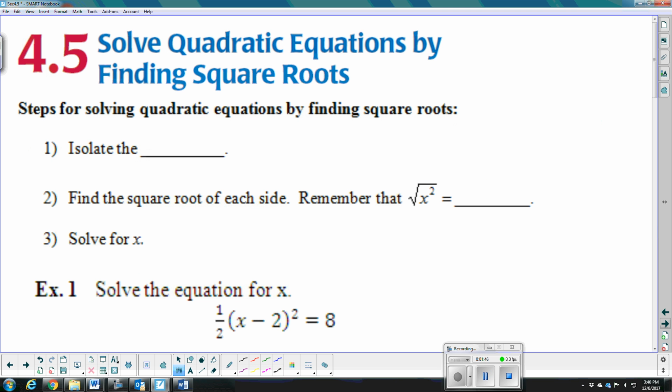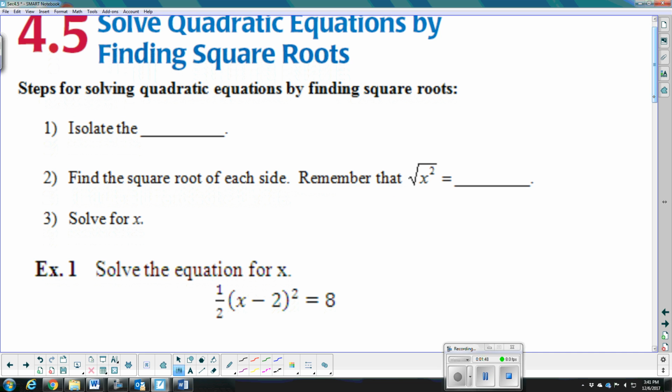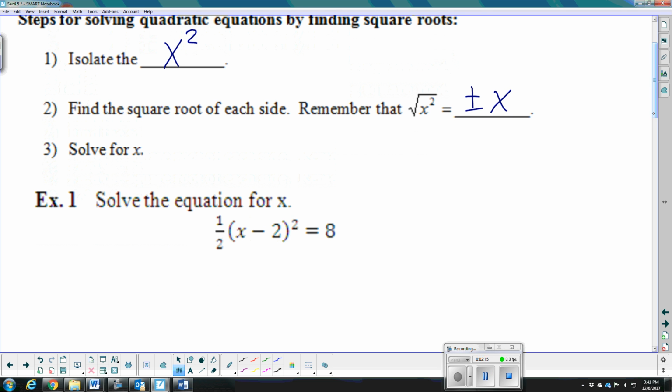Alright, so let's look at a couple examples and we'll go through how to solve by using square roots. The first step is to isolate the x squared. Whatever your squared term is, isolate that. Then you're going to find the square root of each side. Remember that the square root of x squared is positive or negative x. So when you simplify that radical, you have positive or negative x. And then finally you can solve for x.